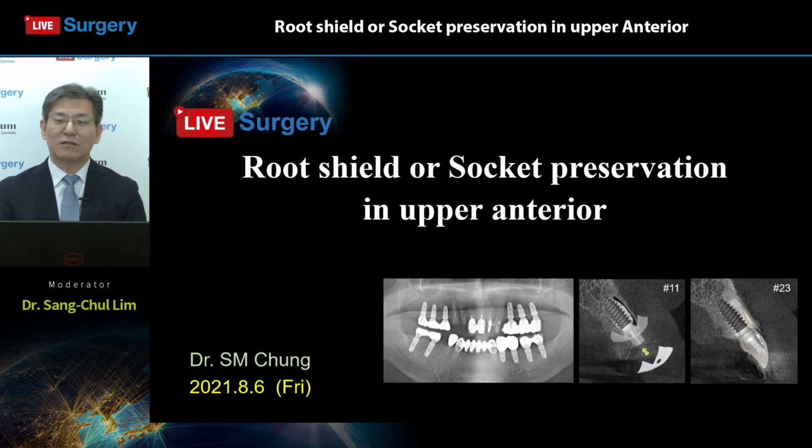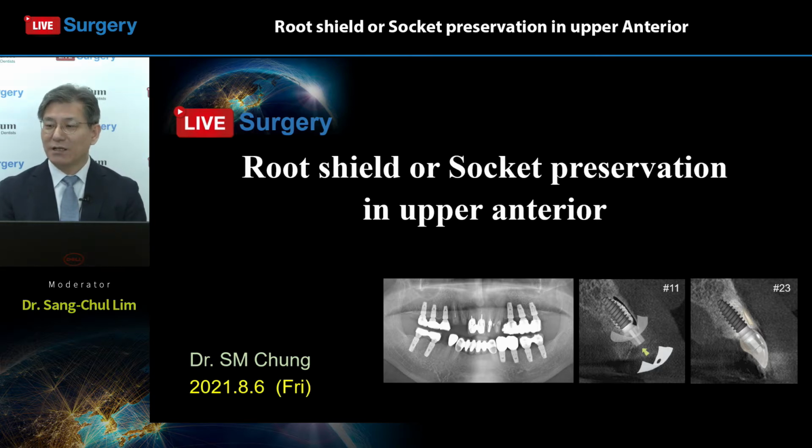Today, Dr. Chung was invited for this live surgery. He is showing us socket management and implantation on the anterior aesthetic area. This procedure will be introduced with the socket shield technique. I hope this live surgery helps you in developing your treatment skills and concepts on the upper anterior aesthetic area. Thank you. Let's take a look at today's case.